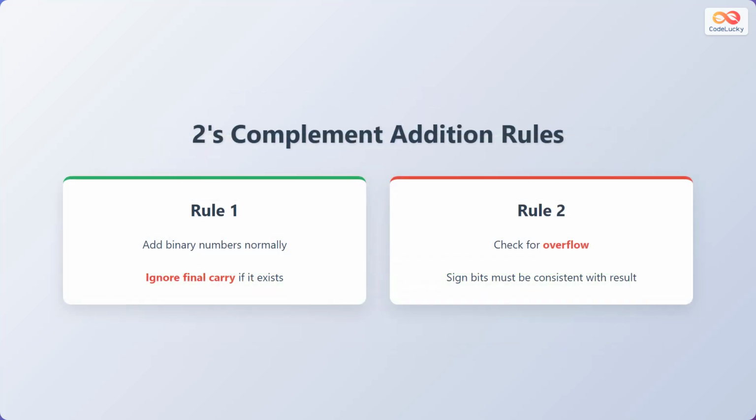When performing addition with 2's complement numbers, there are two main rules to keep in mind. Rule number 1 states that you should add the binary numbers normally, just as you would with regular binary addition. If there is a final carry, simply ignore it. Rule number 2 says that it is crucial to check for overflow. Overflow occurs when the result of the addition is too large to be represented with the available number of bits, and the sign bits of the numbers being added must be consistent with the sign bit of the result to ensure accuracy.